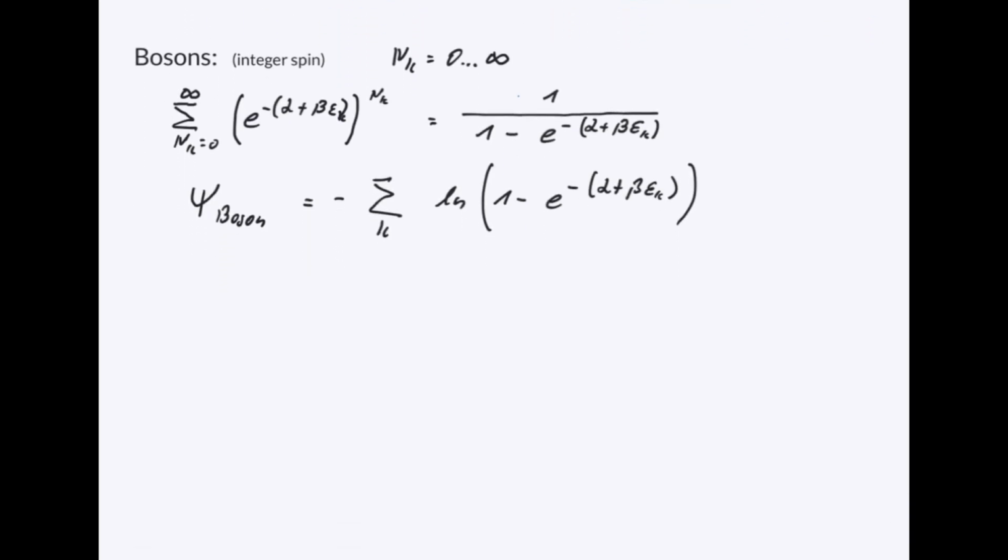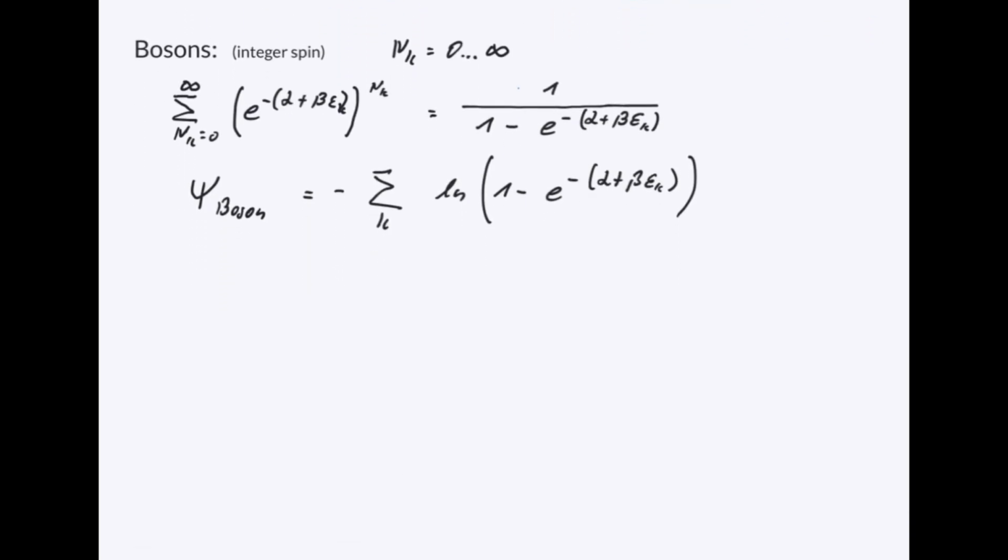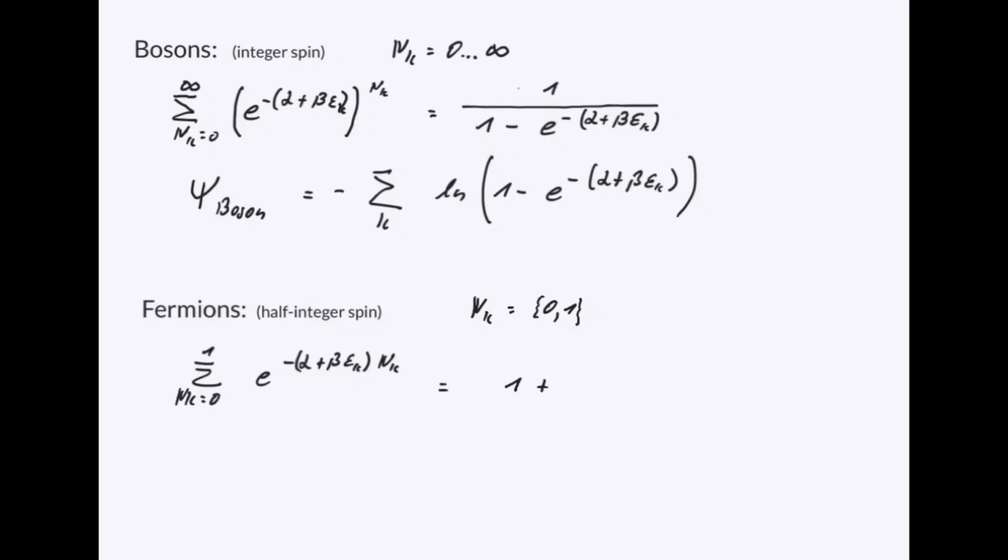For fermions, which are half-integer spin particles, n_k can only be 0 or 1. There are not two fermions that can occupy exactly the same state. Hence, the sum only has two parts, n_k equal to 0 and n_k equal to 1, which you easily can solve, and that yields 1 plus e to the minus alpha plus beta epsilon_k, and the respective thermodynamic potential.